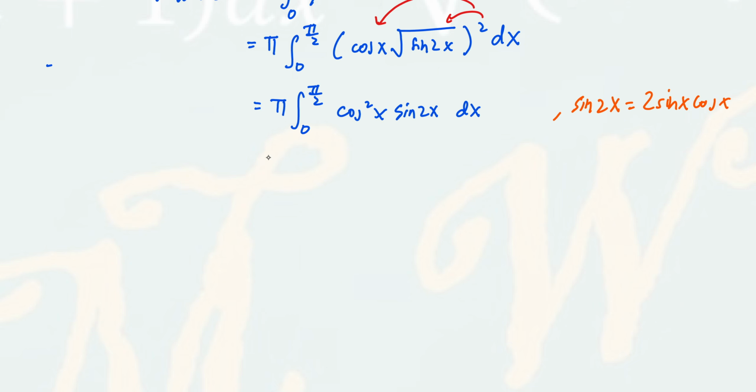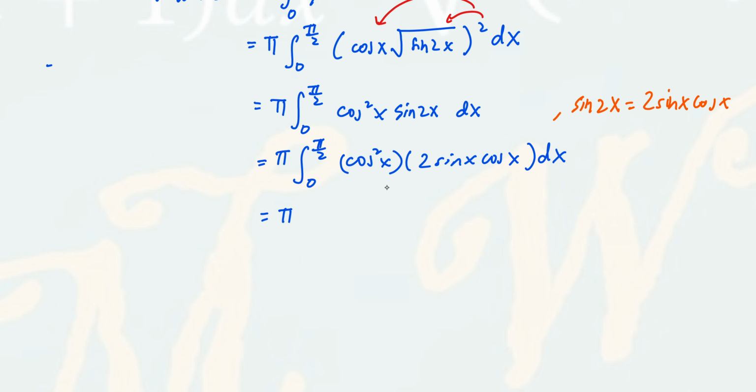So I will write sine 2x is 2 sine x cos x. Okay, so now I change. This becomes pi, integrate from 0 to half pi, cos square x, then 2 sine x cos x. Now you simplify. The cos square x and the cos x can be combined, becoming cos cube x. The 2 can be taken out, so I will write 2 pi instead of just pi before the integration sign. So here 2 pi, integrate 0 to half pi, sine x cos cube x dx.